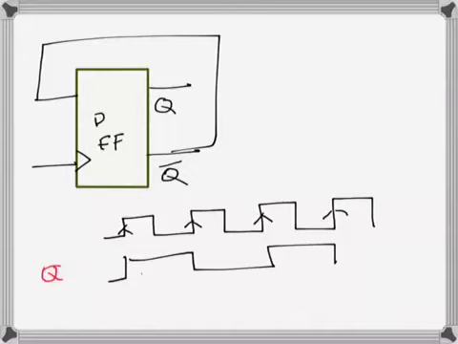Let's look at this D flip-flop connection where Q bar is connected to the input D. We want to look at the maximum possible clock frequency in terms of the propagation delay, setup time, hold time, whatever the timing constants. So let's start with Q being 0 and Q bar being 1.